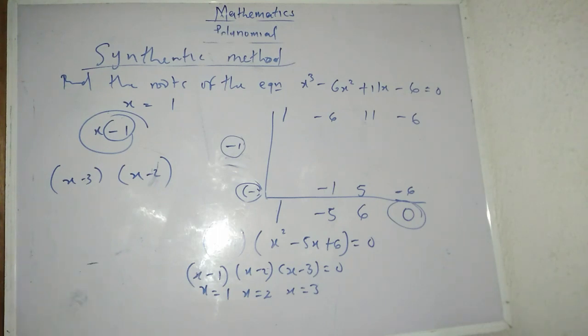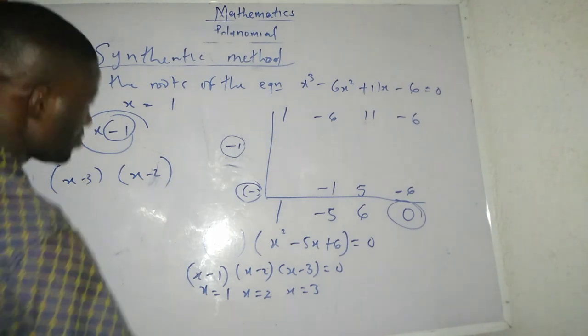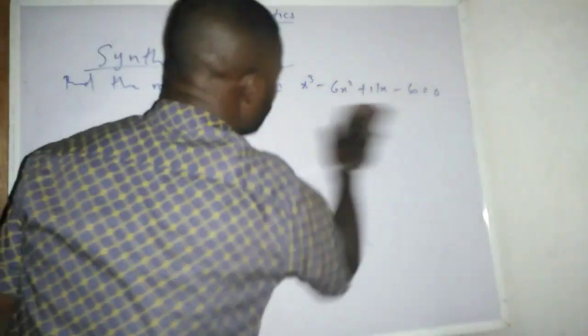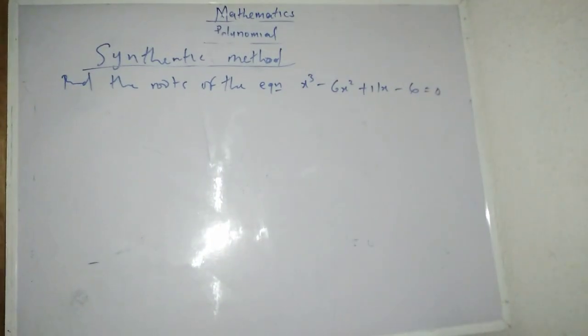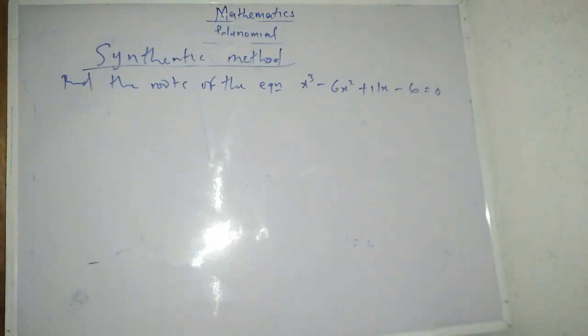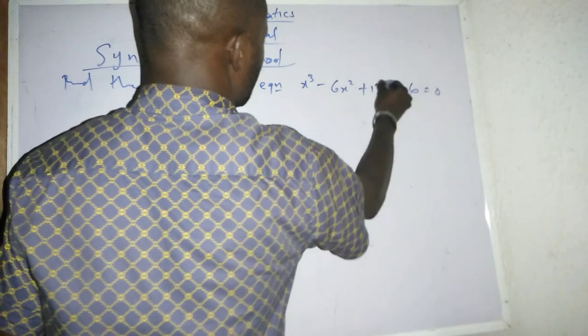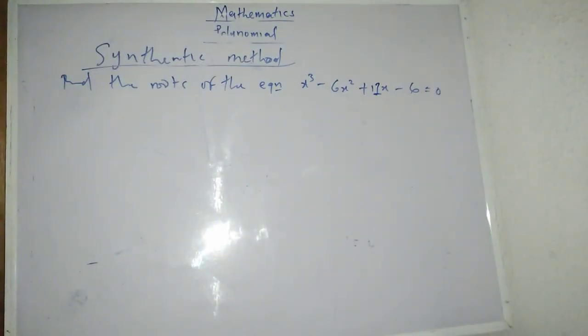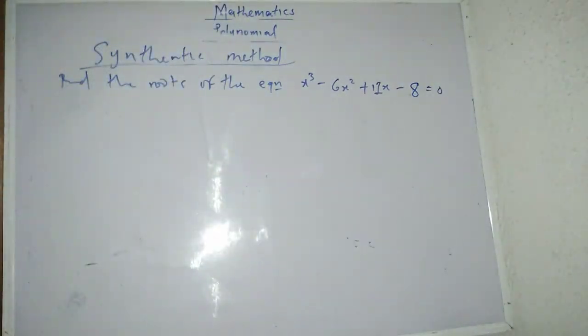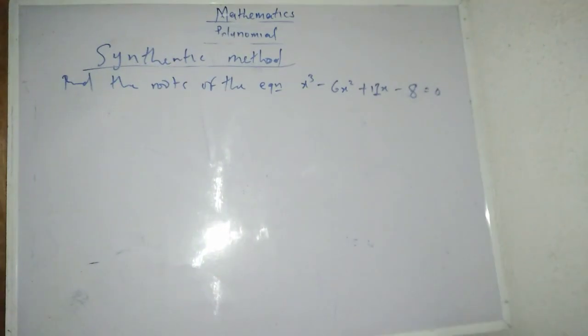Okay, let me bring one more example on this synthetic method. The previous one we used long division for. Let me just work on x cubed minus 6x squared plus 12x minus 8. Let's try to play around with this one. The question has changed from the previous one of long division.